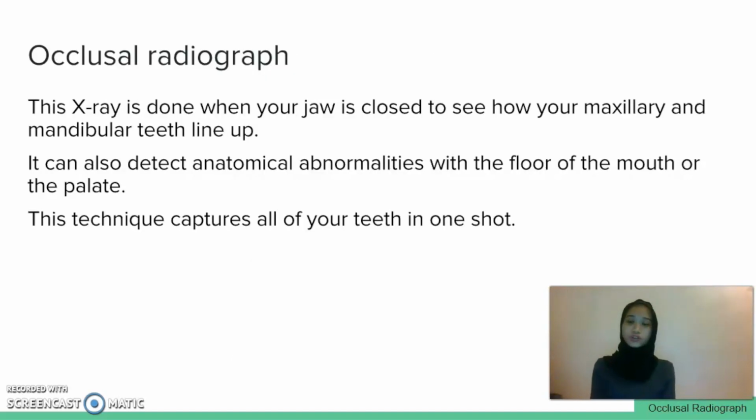Next, we move on to the occlusal radiograph. This X-ray is done when your jaw is closed to see how your maxillary and mandibular teeth line up. It can also detect anatomical abnormalities with the floor of the mouth or the palate.